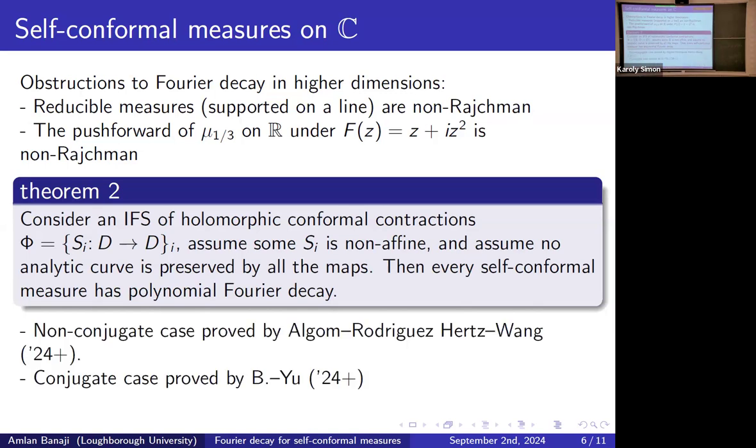Once again, the non-conjugate case was proved by the same authors as before, Algom, Rodriguez, Hertz, and Wang. And again, they use these transfer operator methods. In this case, it's a bit more complicated because we're in two dimensions, and they follow a recent paper of Oh and Winter to get the required spectral gap type estimates for the transfer operator. The conjugate case I'm proving with Han Yu, and again, we realize our self-conformal measure as a push forward of a self-similar measure on the plane by the analytic map F.